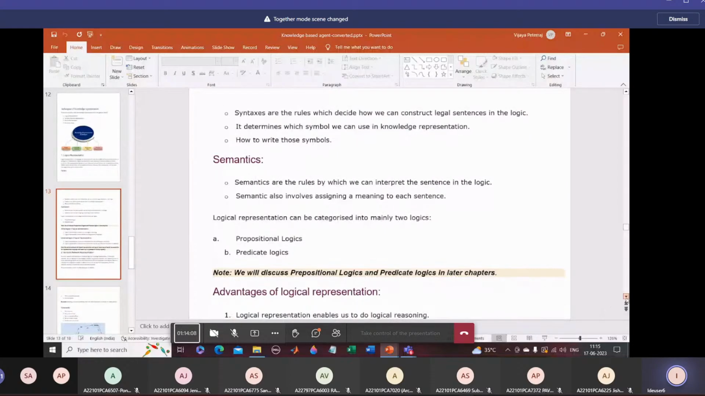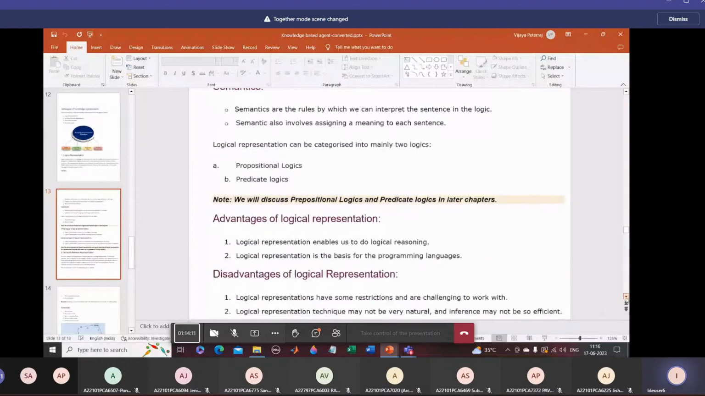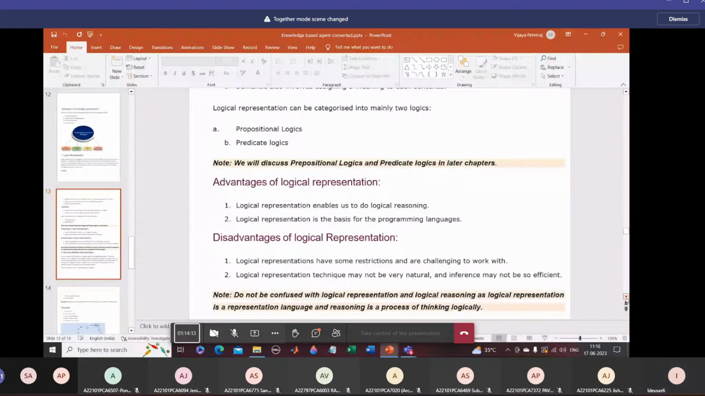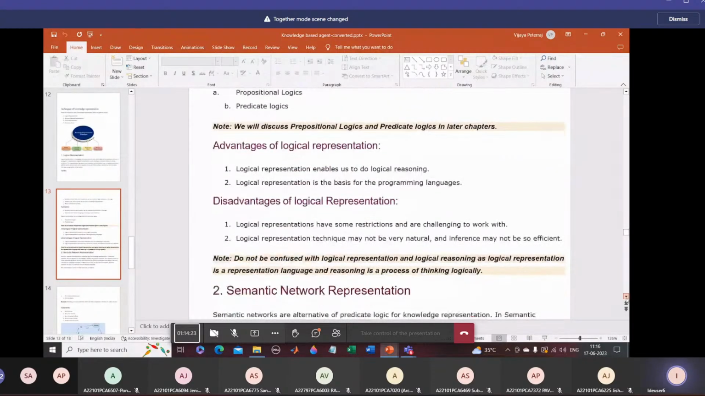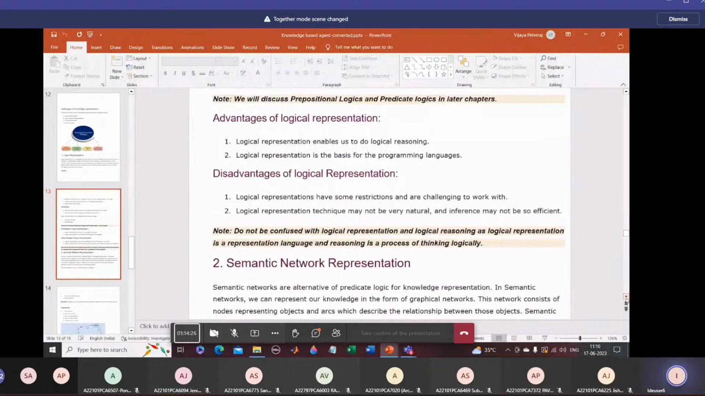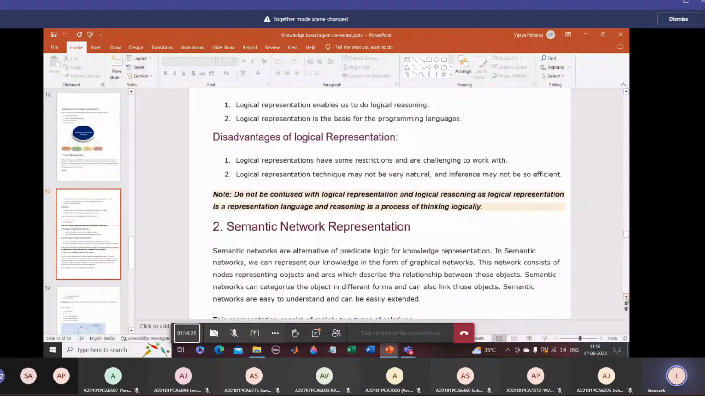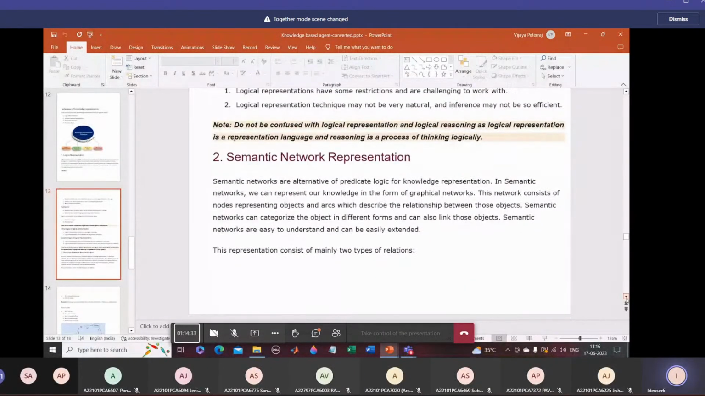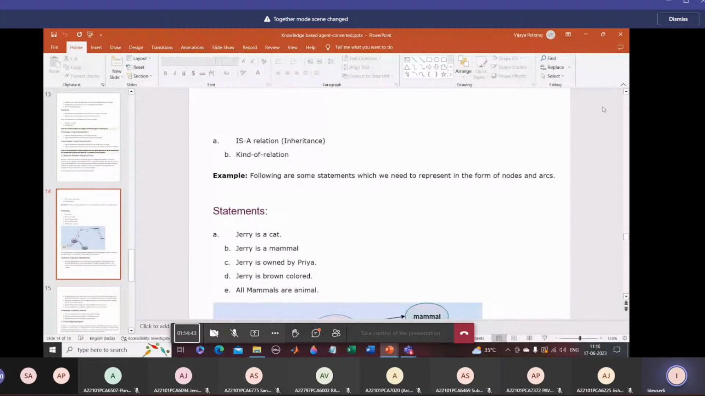There are some advantages in logical representation: logical reasoning you can do, and only when you know the basics can you write all the programming languages. And there are disadvantages: there are some restrictions, it is challenging to work with, and it cannot be very natural. Next we have the semantic network. This is an alternative to logical representation. We can represent our knowledge in the form of graphical networks.